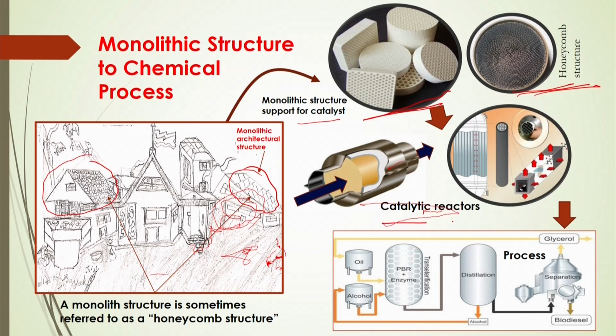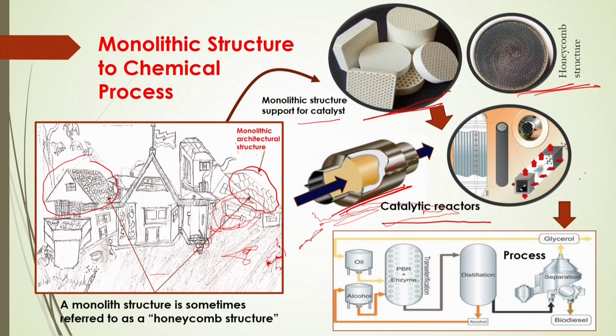Like here, catalytic reactors of this type are being used in motor vehicles to remove components from the exhaust, such as carbon monoxide, NOx, COx, even SOx. Catalytic converters are being used there to remove all of these.